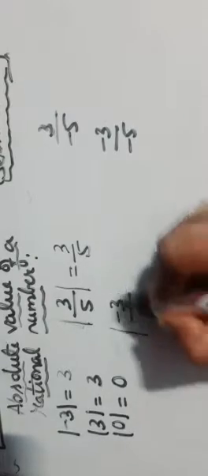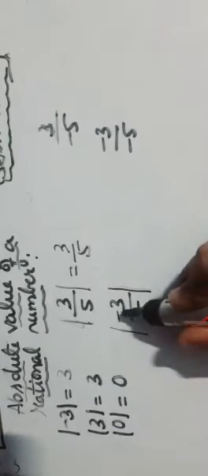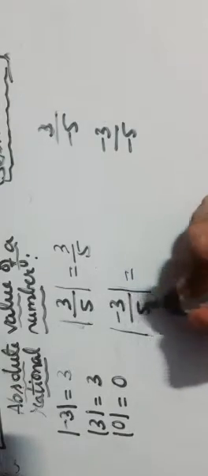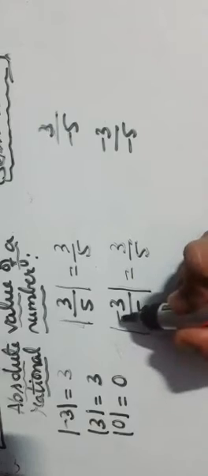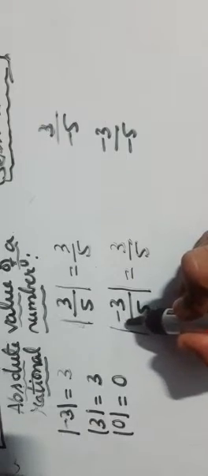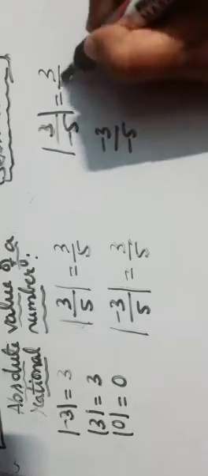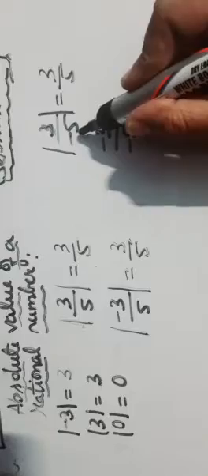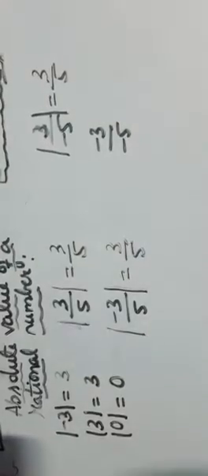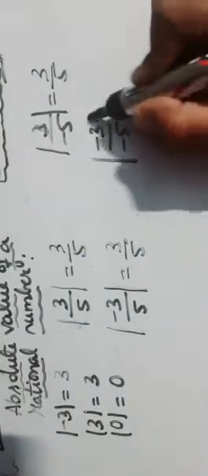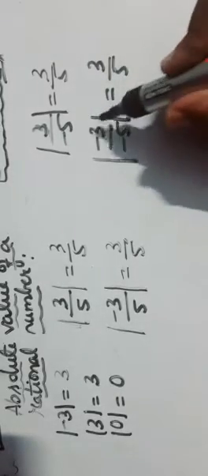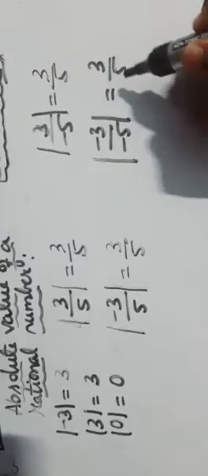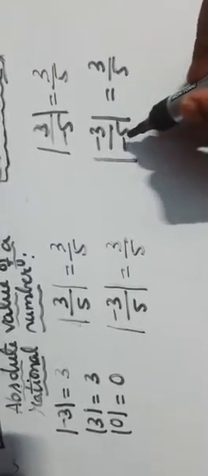Here in the second case, children, the absolute value of minus 3 by 5, we have to consider only the numerical value, that is 3 by 5, without taking account of the negative sign. The absolute value of 3 by minus 5 is also 3 by 5. We have to neglect the negative sign. Children, the absolute value of minus 3 by minus 5 is also 3 by 5. We have to consider only the numerical value without taking the negative sign.